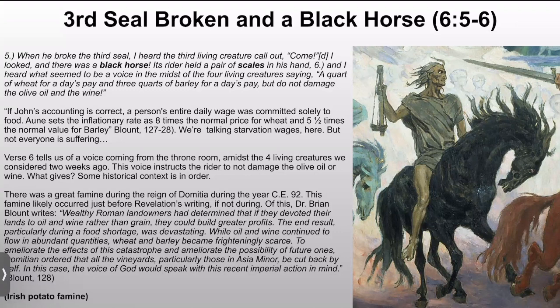What gives? Well, here's the historical context. Quoting Blunt again. There was a great famine during the reign of Domitian during the year CE 92. This famine likely occurred just before Revelation's writing, if not during. Of this, Dr. Brian Blunt writes, and here's the quote, wealthy Roman landowners had determined that if they devoted their lands to oil and wine rather than grain, they could build greater profits. The end result, particularly during a food shortage, was devastating. While oil and wine continued to flow in abundant quantities, wheat and barley became frighteningly scarce. To ameliorate the effects of this catastrophe and the possibility of future ones, Domitian ordered that all the vineyards, particularly those in Asia Minor, be cut back by half.